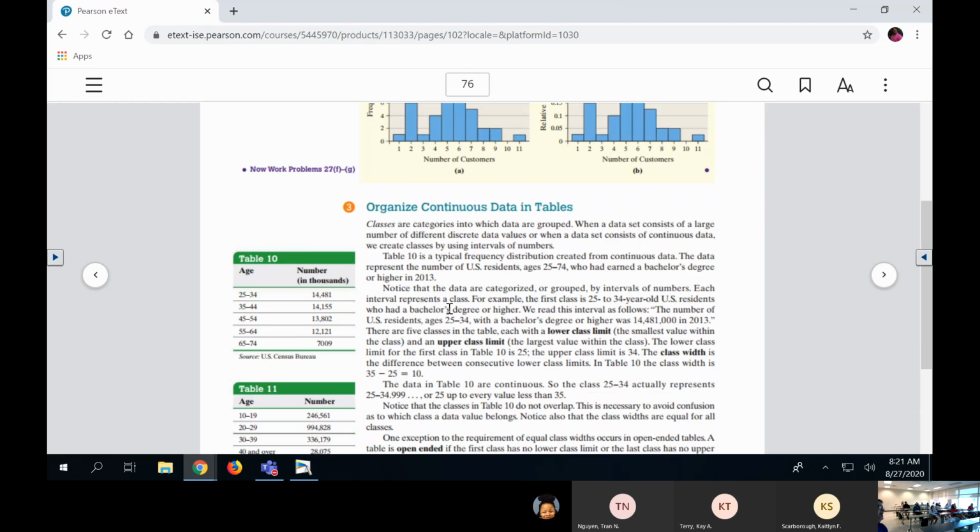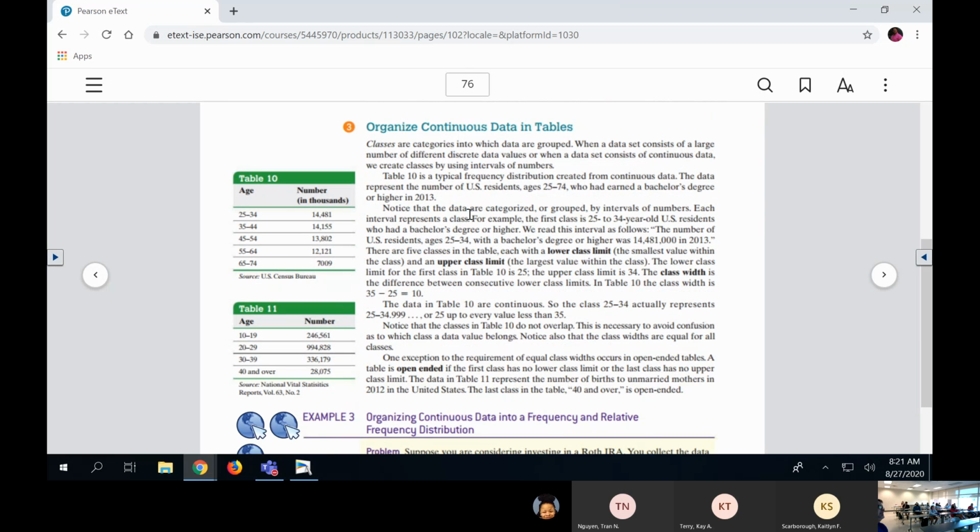Here are two examples on page 76. So you'd write down table 10 and table 11. Okay? These are quantitative frequency distributions. And on the left, these are called classes. On the right, of course, is called head count or frequency.